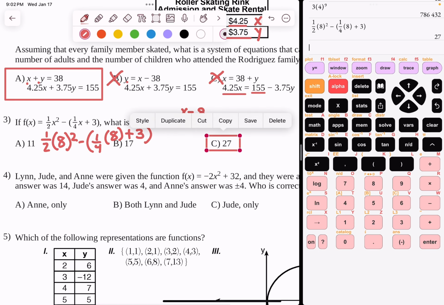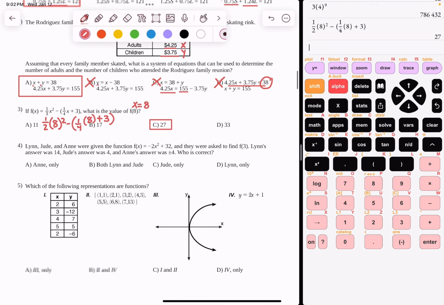Perfect. All right, let's look at 4. Lynn, Jude, and Annie were given the function f of x equals negative 2x squared plus 32. And they were asked to find f of 3, meaning x equals 3. Lynn said the answer was 14, Jude said the answer was 4, and Annie said the answer was positive 4 or negative 4. I'm thinking that only one person could be correct because I don't really know how I would type in a number for x and get 2 answers out. So let's see who is correct.